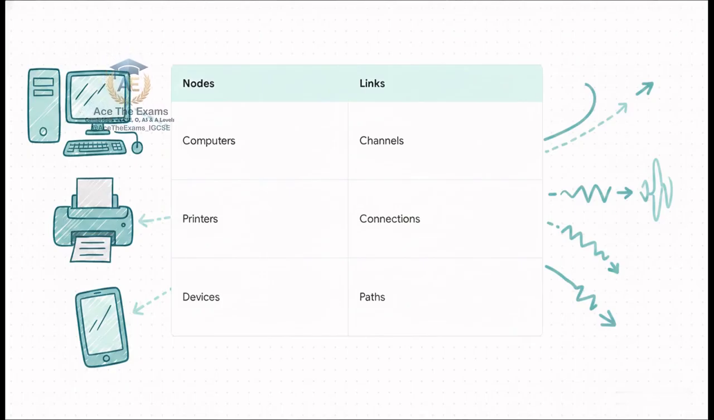On one side, we have the nodes. This is your actual hardware, so a computer, a printer, or honestly any device capable of sending or receiving data. Then, on the other side, we have the links. These are the vital communication channels connecting those nodes together. You really want to memorize these 2 categories, because nodes and links are the magic words that unlock your marks.